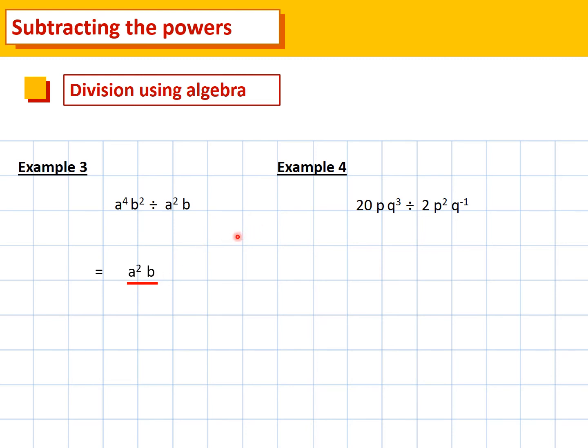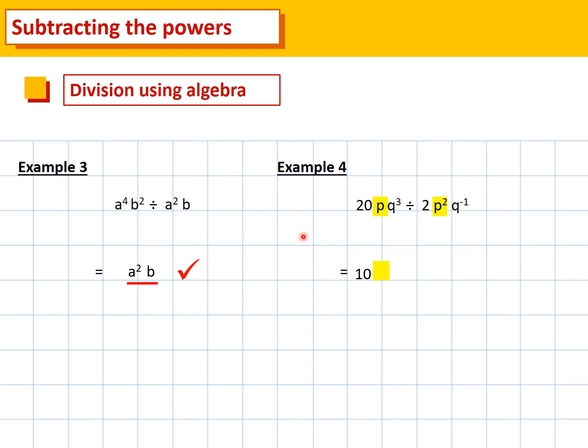And in example 4, let's look at the numbers. 20 divided by 2, well, that's clearly 10. Then the p term, that's p to the power of 1. Remember, there's a power of 1 up here. So the p term is a power of 1, subtract 2, and that will give us a power of negative 1.